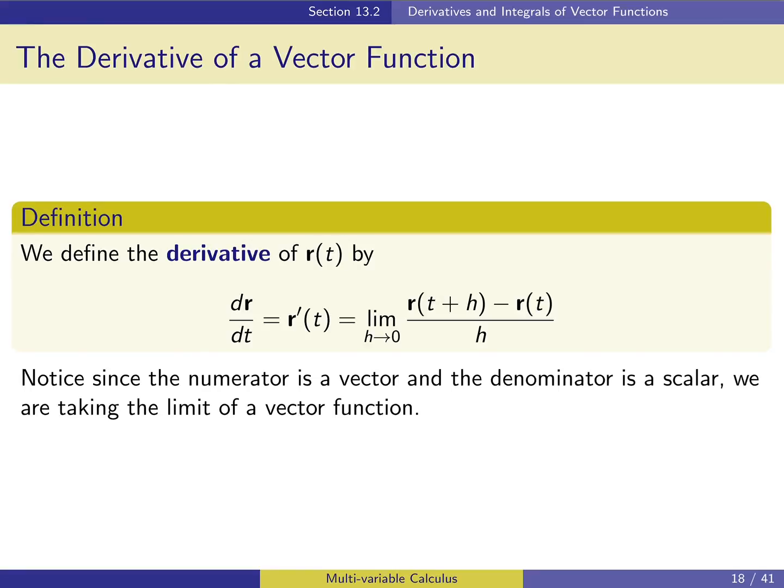The derivative of a vector function is defined analogously to the derivative of a single variable function. We even use the same notation. For a vector function r of t, we denote the derivative dr/dt or r prime of t, and we define it as a limit: the limit as h goes to 0 of r of t plus h minus r of t over h. Notice that we are taking the limit here of a vector function. R of t plus h is a vector, r of t is a vector, and so their difference is also a vector. Dividing by h is like multiplying by 1 over h. That's scalar multiplication.